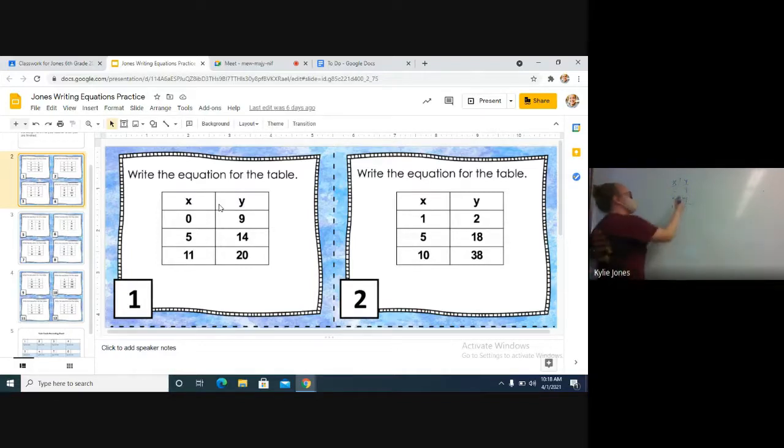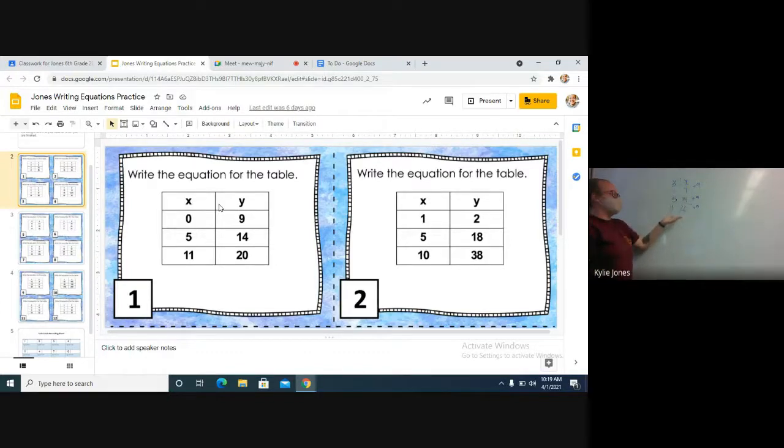Add how many? 9. We can add 9. 0 plus 9 is 9. Let's check to see if that works for the other one. Does 5 plus 9 equal 14? Yeah, so we can add 9 and that works for that. What about 11 plus 9? Does that equal 20? There we go. That's our rule. We're adding 9.